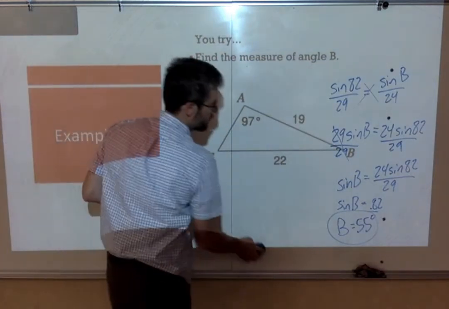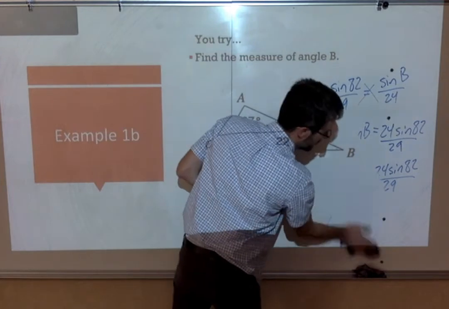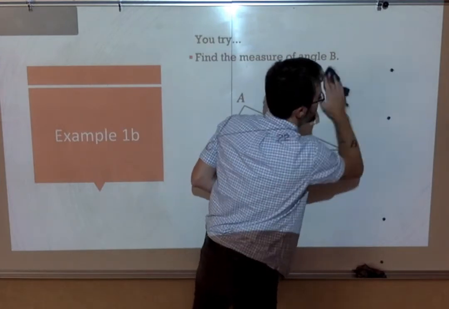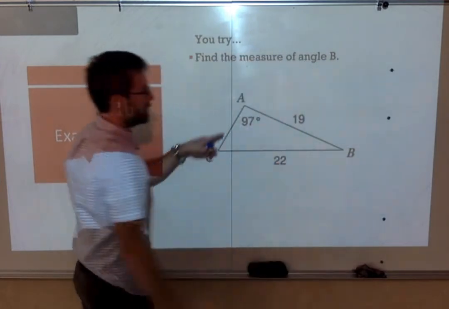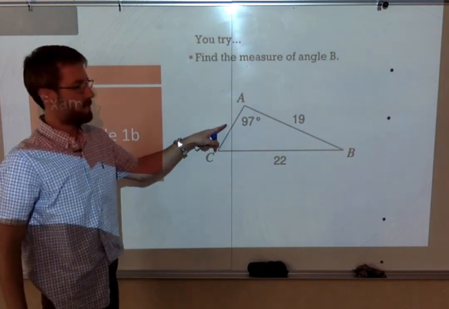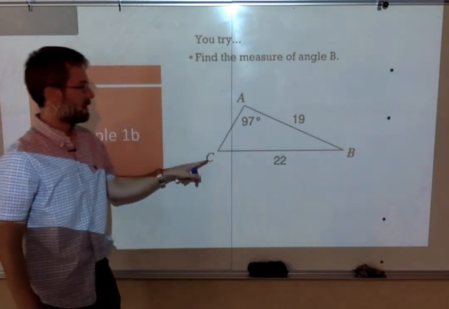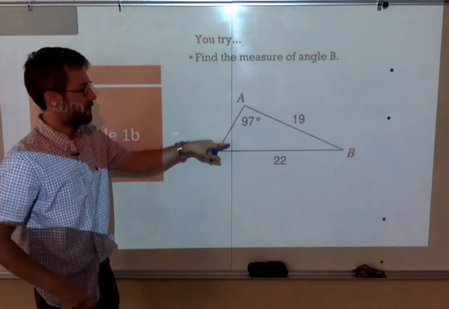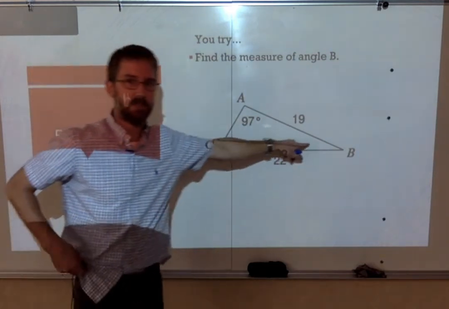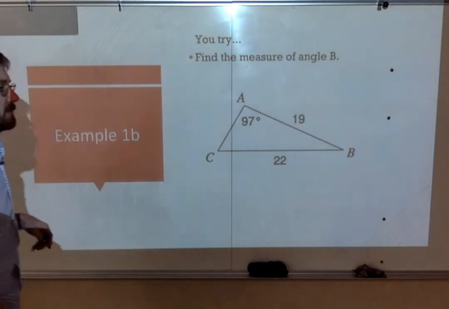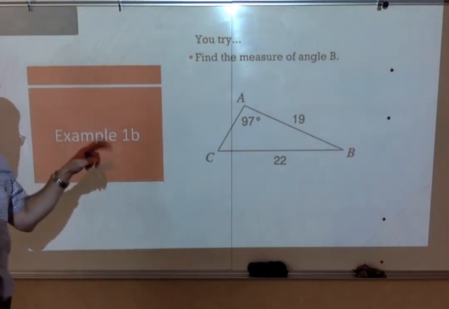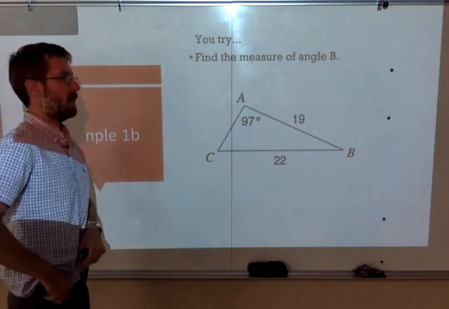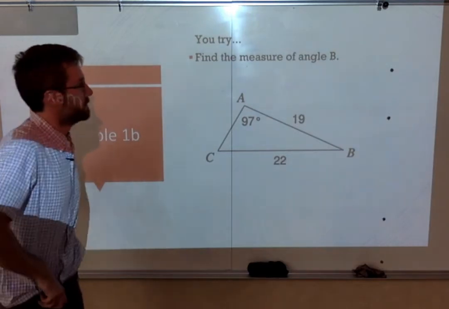One little difference with this one, and this is by design, not a typo, it's asking you to find angle B. You don't have the opposite side to angle B. You can figure out angle C using the law of sines, and then guess what? You've got two angles in a triangle. You can subtract from 180 to find angle B. So try that out. Move on, unpause the video when you're ready.